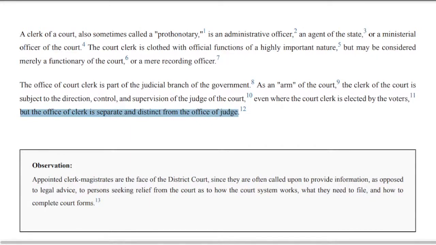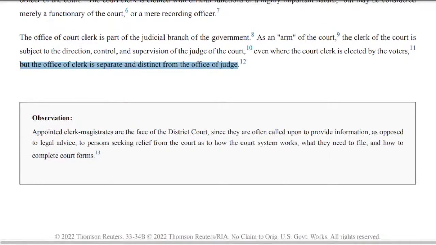We got a lot of footnotes on this, so let's see what the observation is first. Appointed clerk magistrates are the face of the district court, since they are often called upon to provide information, as opposed to legal advice, to persons seeking relief from the court as to how the court system works, what they need to file, and how to complete forms.